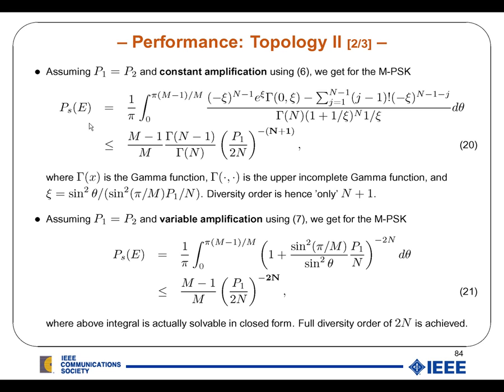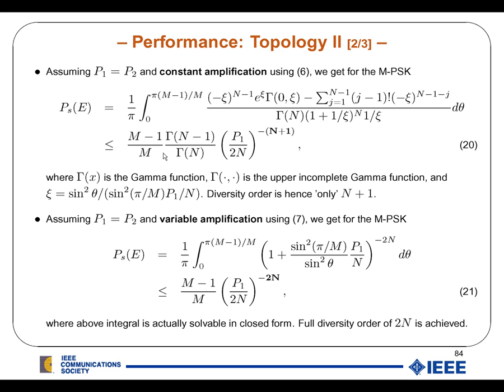the moment generating function approach in that form here, which cannot be calculated in closed form, but we can find an upper bound which is given right here, where m is related to the modulation, n is the number of receive antennas at my destination, P1 is the transmit power, and n here is the noise power. So what we see is that in this case the diversity order is only n plus 1, because my signal to noise ratio scales with power to the power minus (n plus 1).